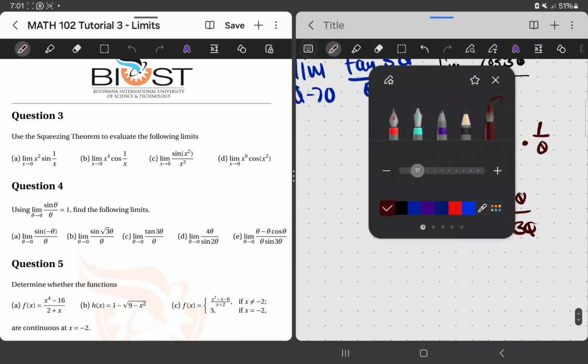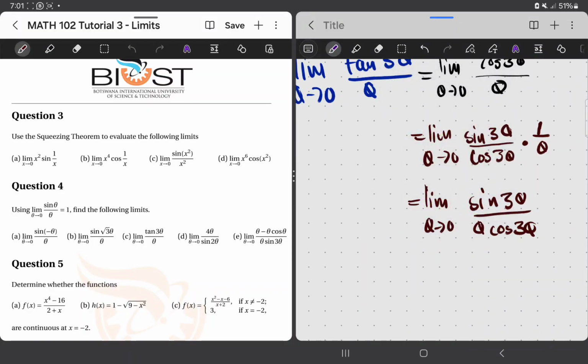Now, I want you to know that we don't have a problem with cos. The cos is very easy for us to solve. We can separate him and work with him alone. The problem we have is with sine, and that is why we use the identity here.